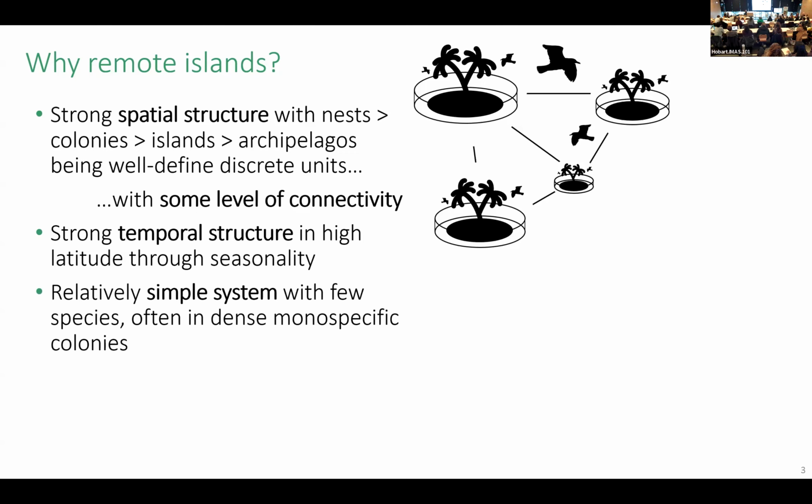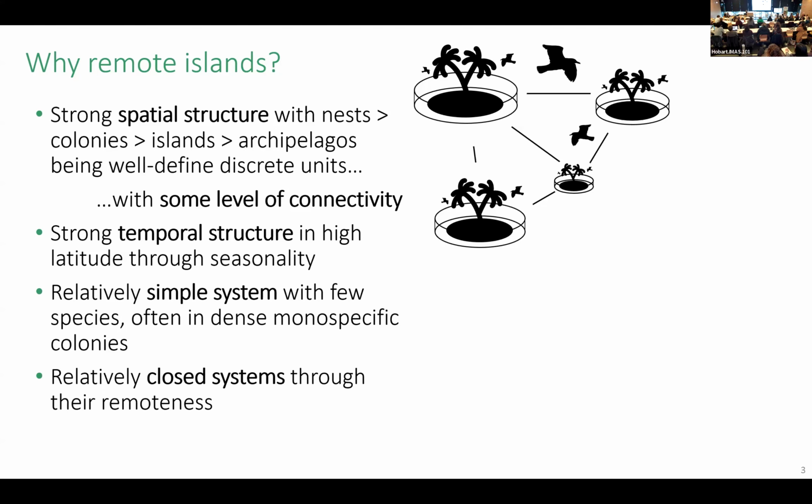They are also relatively simple systems. Any biological system is not simple, but they are relatively simpler than other ones. So especially when we go to high latitudes, we have relatively few species. They're usually nicely gathered in dense monospecific colonies. Sometimes they do mix with a few of them together. So you can have penguins, cormorants, and albatrosses together, but very often you would just have your albatrosses here and your penguins there. So again, easier to work with.